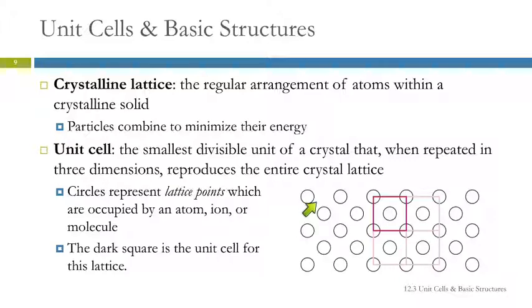We use circles to represent the lattice points. That's an atom, an ion, or a molecule. That's the center of one of those. This dark square here indicates the unit cell. So we're looking for the smallest piece that we can copy over and over again. It's a little bit like putting tiles together on a bathroom floor or something.